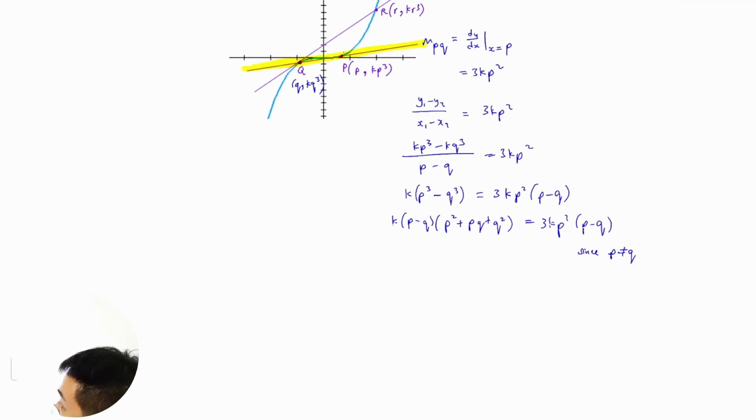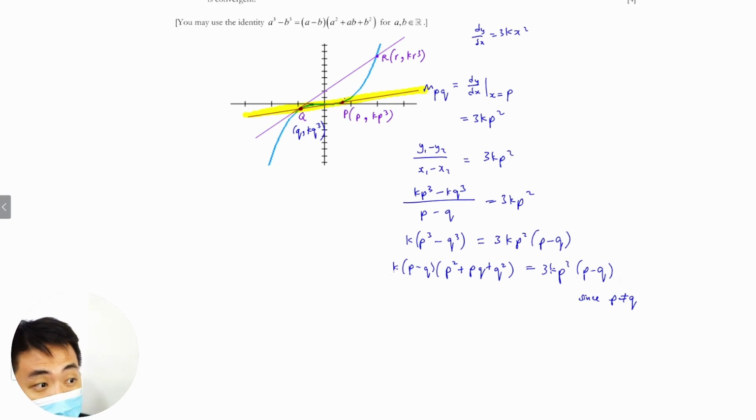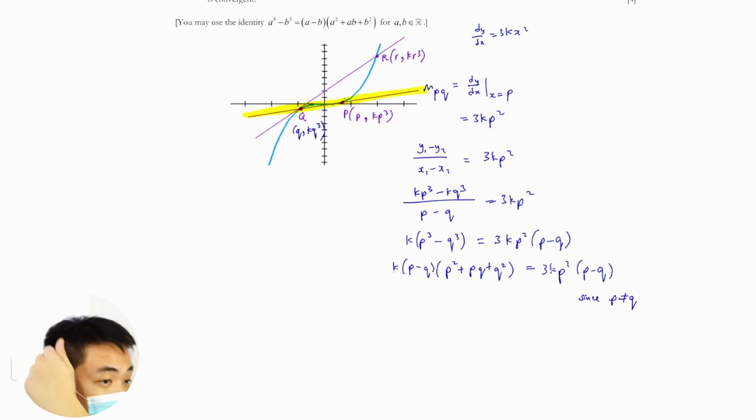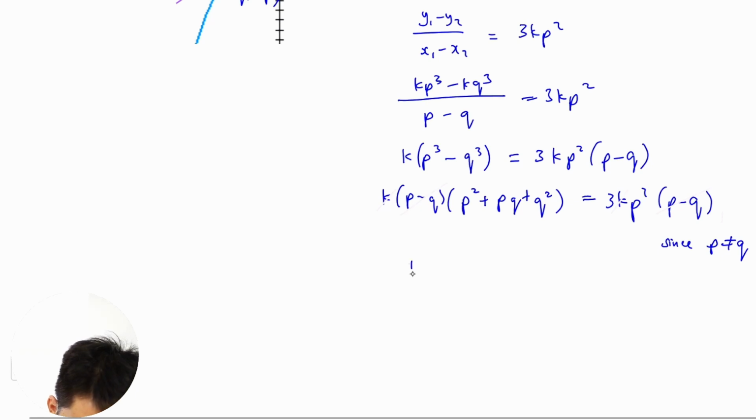When you cancel away, you essentially cancel away one potential solution. So this potential solution is P equals Q. Since P does not equal Q, that's pretty okay. Then you just write down this is P square, Q square, 3P square. This is Q square plus PQ minus 2P square equals 0.